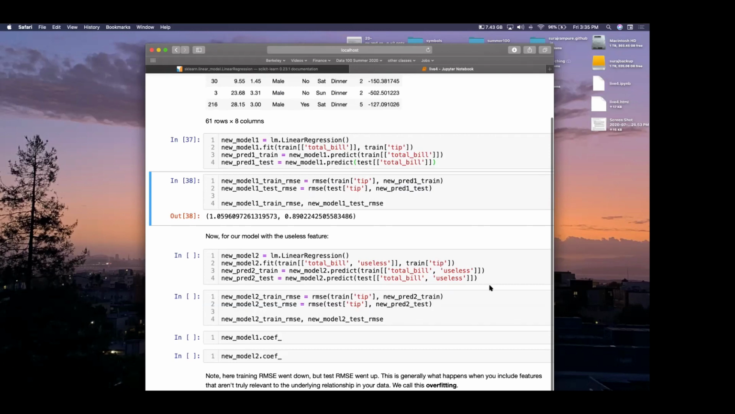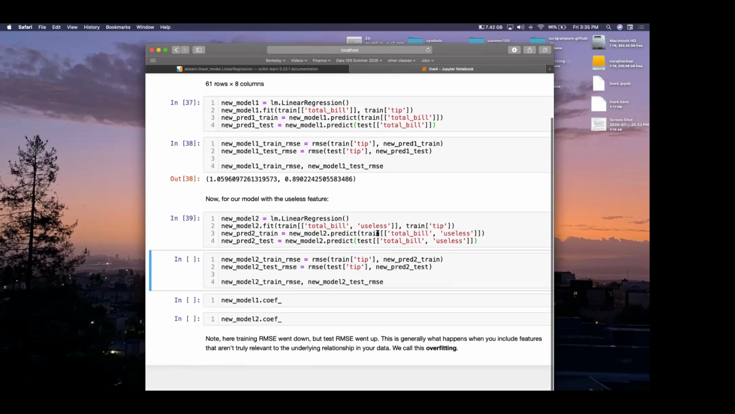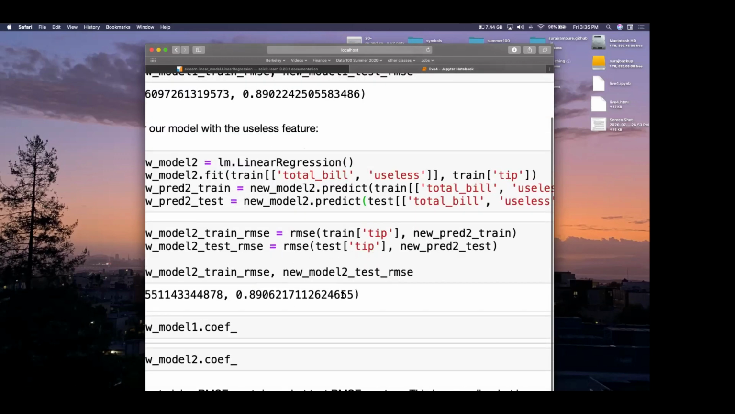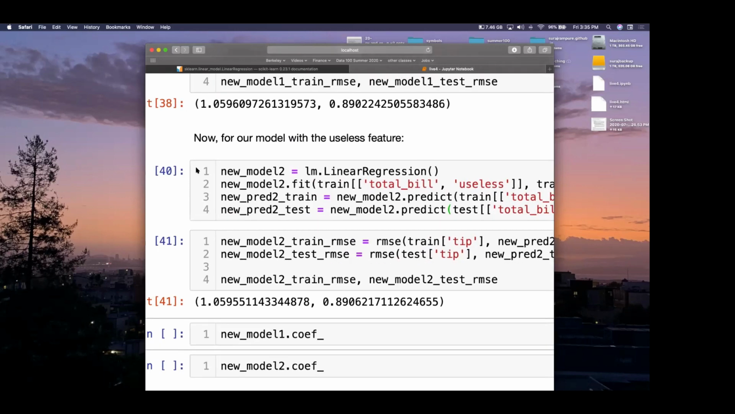But let's take a look at what happens when we add this useless feature. So now the effects are not going to be as dramatic as they could be because the weights will be set to 0. But what I want to show you is that root mean squared error can increase if we're looking at testing root mean squared error. And so you can see the training RMSEs still went down between the two models.